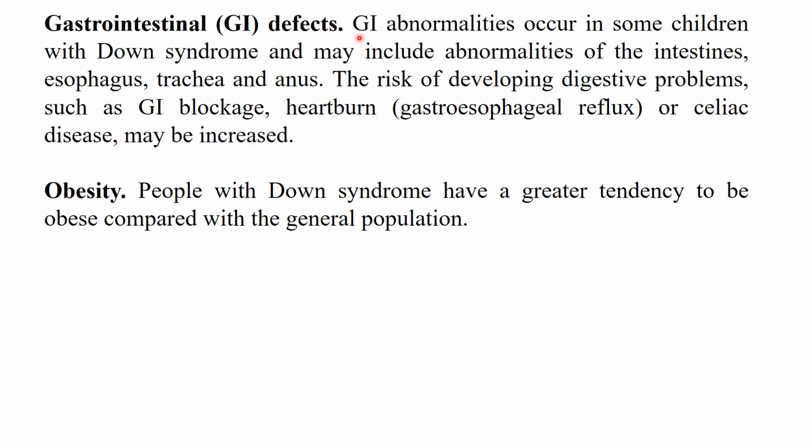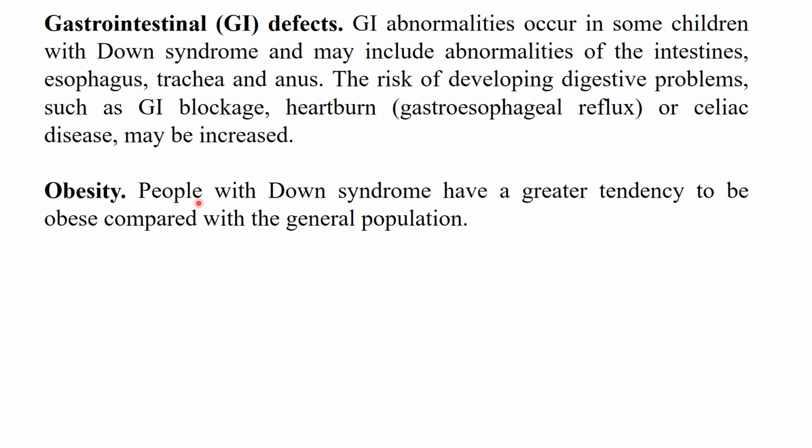Gastrointestinal defects. Gastrointestinal abnormalities occur in some children with Down syndrome and may include abnormalities of the intestine, esophagus, trachea, and anus. The risk of developing digestive problems such as gastrointestinal blockage, heartburn, gastroesophageal reflux, or celiac disease may be increased. Gastrointestinal diseases are very common in Down syndrome patients, mainly affecting the esophagus, trachea, anus, and other GIT disturbances.